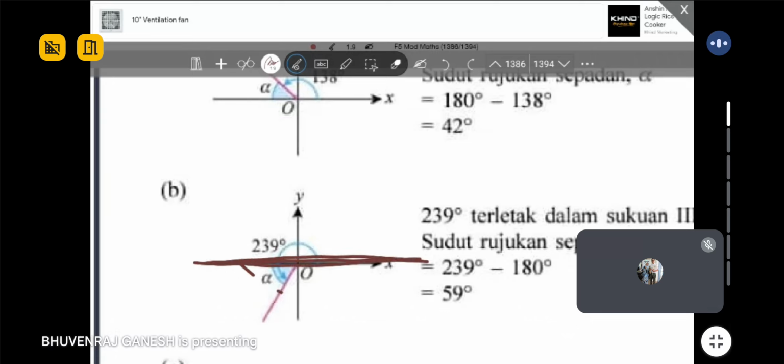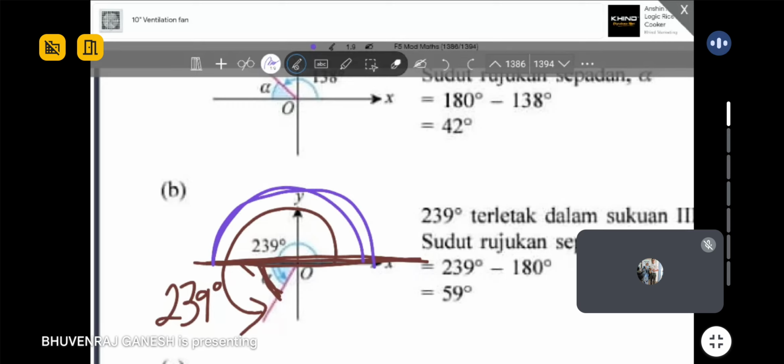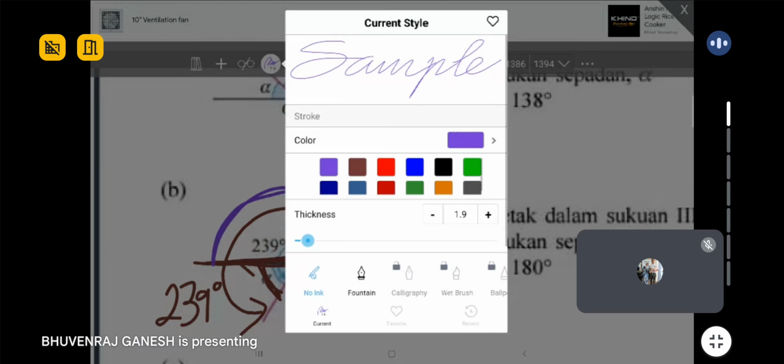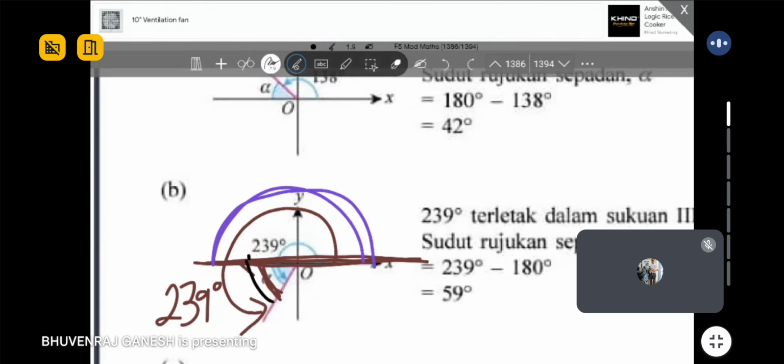Okay, so the angle is this one. We must get this angle, so 239 degrees, like this. This whole angle is 239. Alright, so for the reference angle, you take 239 minus 180. Then you will get your reference angle, which is 59.